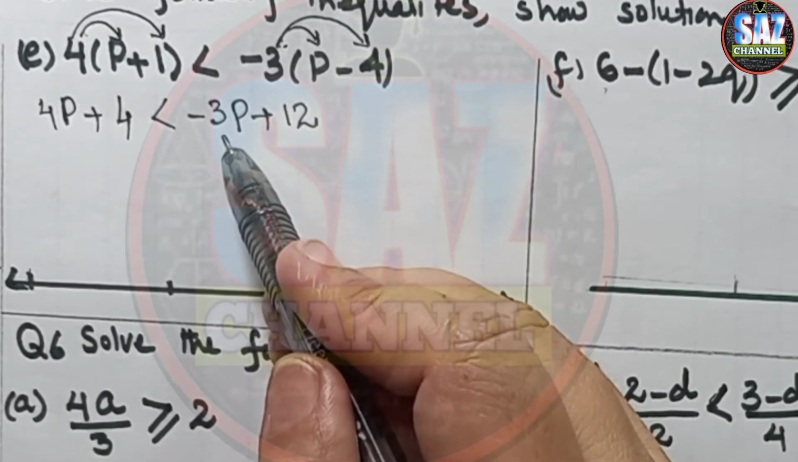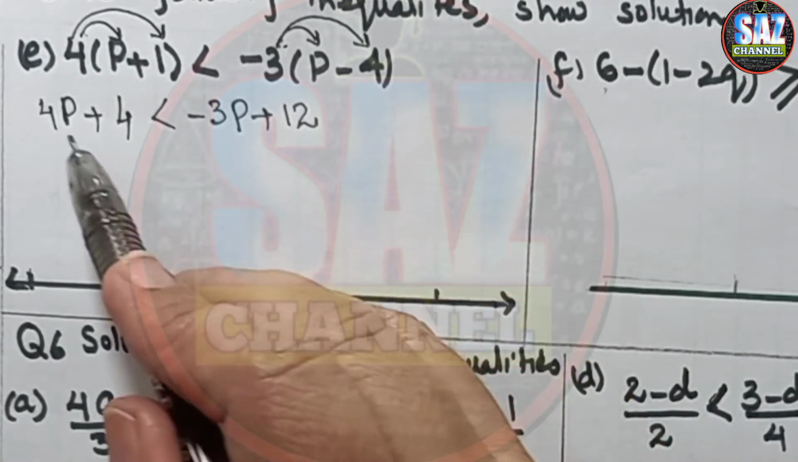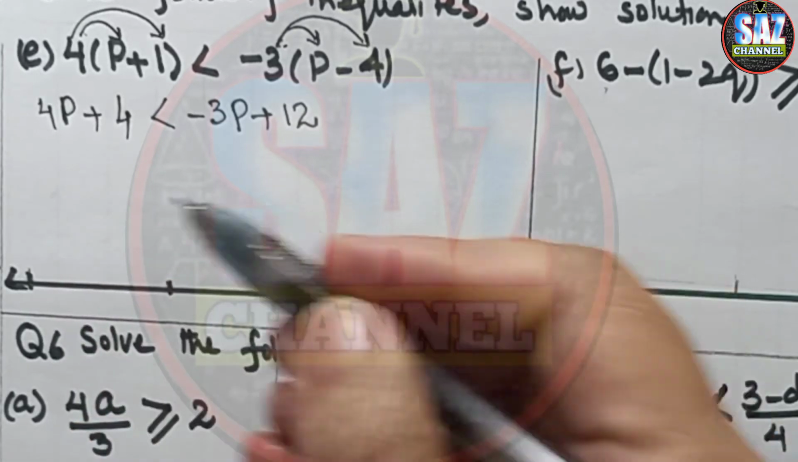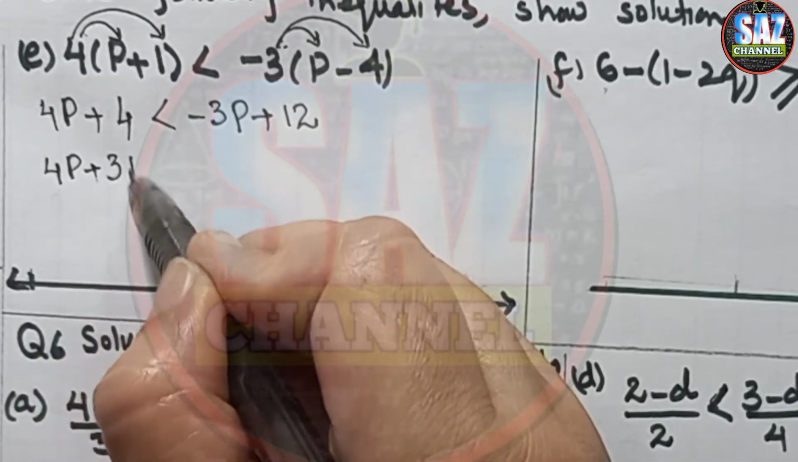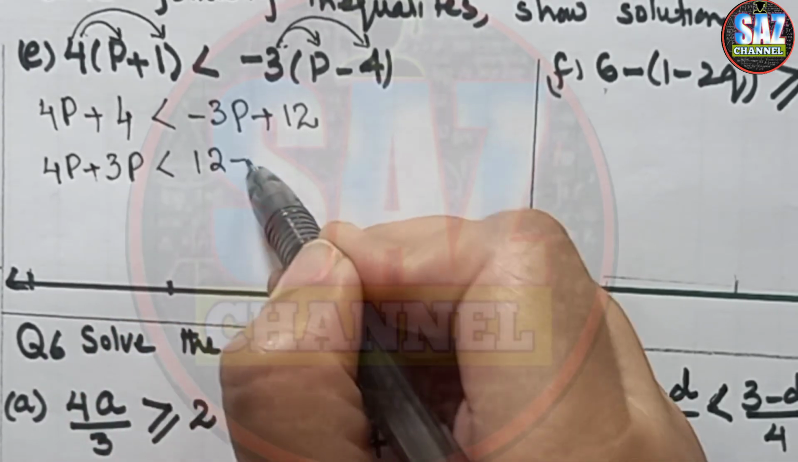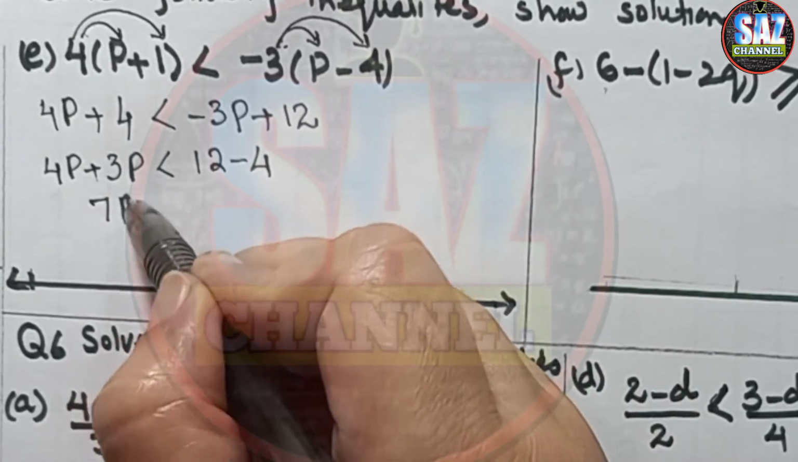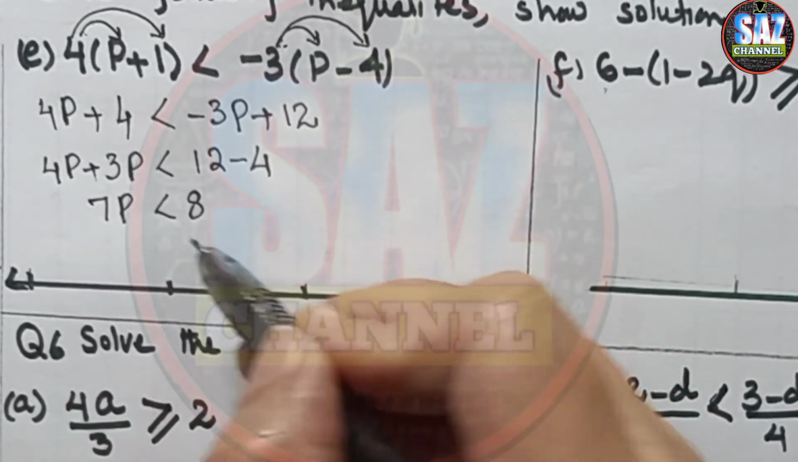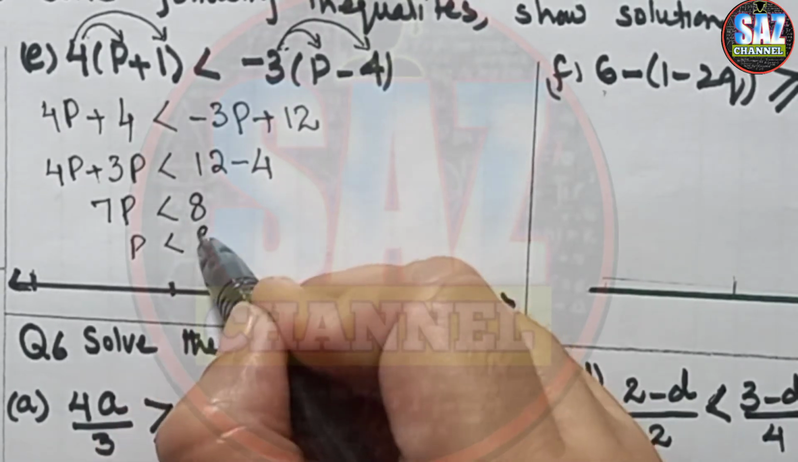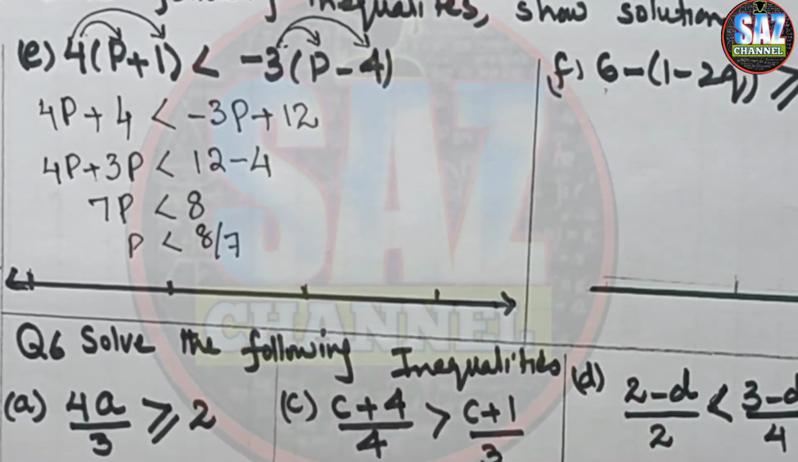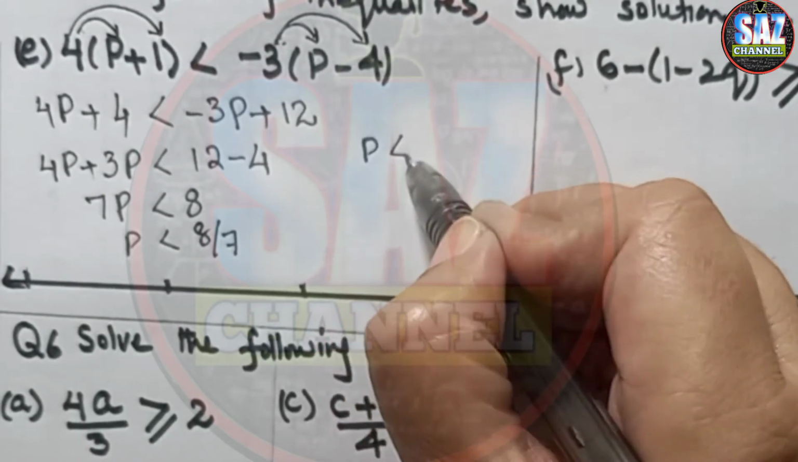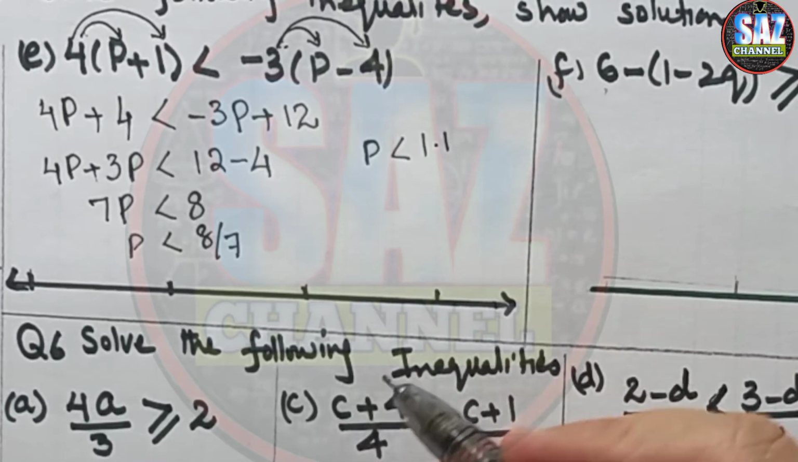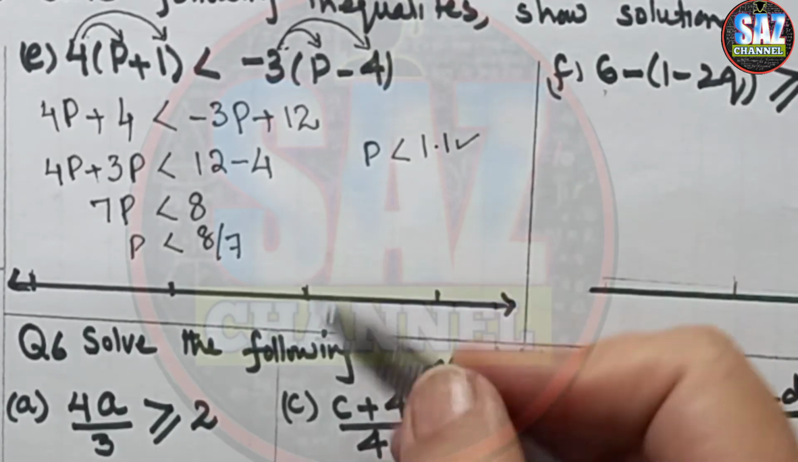Now the letter that we want to make the subject of the formula is on both sides. So shift it to the same side, preferably the left-hand side. So 4p + 3p < 12 - 4. 7p < 8, or p < 8/7. And in order to mark this solution on the number line, I have to turn it into decimals. So p < 1.1 approximately. I need the values of p less than 1.1.